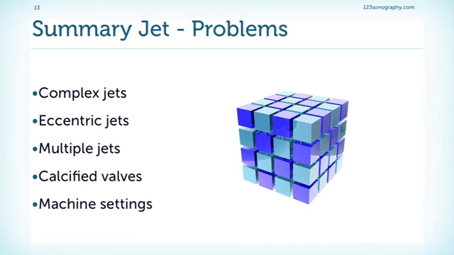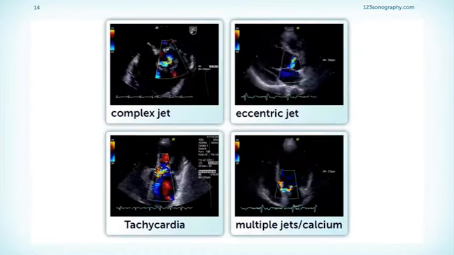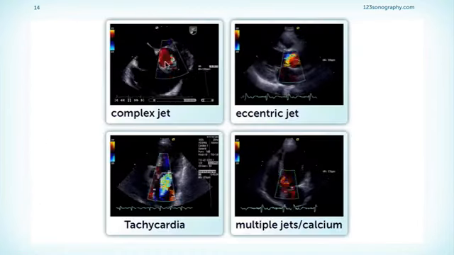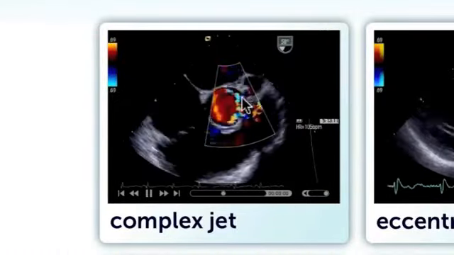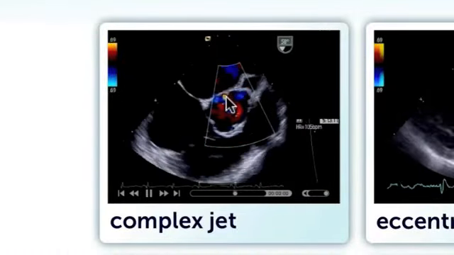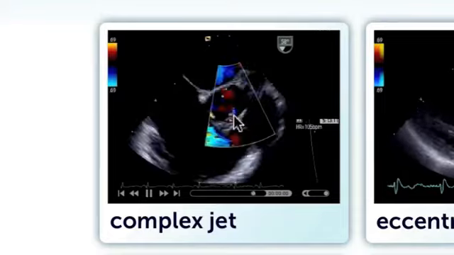So in summary, there's a number of problems if you want to quantify aortic regurgitation, especially if you have complex jets, eccentric jets, multiple jets, calcified valves, and machine settings play a great role. So let's take a look at a few patients. This patient has a bicuspid aortic valve, and you can see that the jet is fairly complex.